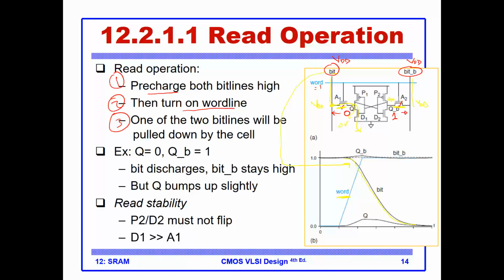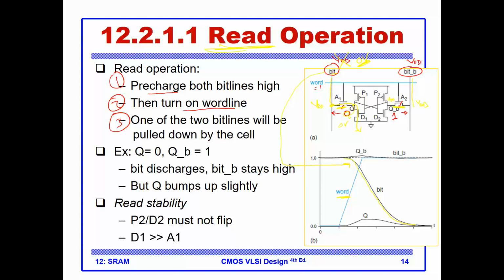And now at the end, you will see that this VDD becomes 0 volt, which corresponds to the data stored in the cell. The bit bar stays high, and the bit is discharged to 0 volt. And that's what I want. I want to reflect the values that are stored in the cell onto the bit lines, and that's what a read operation is all about.